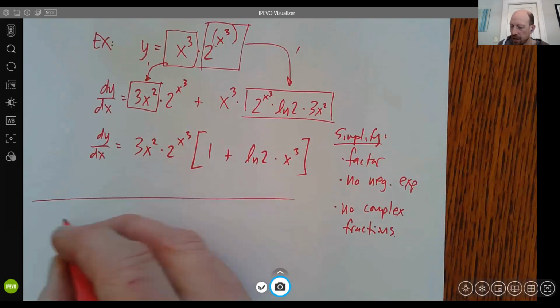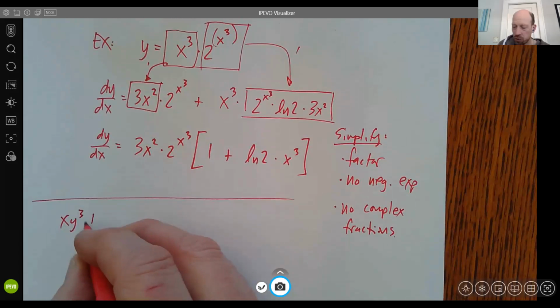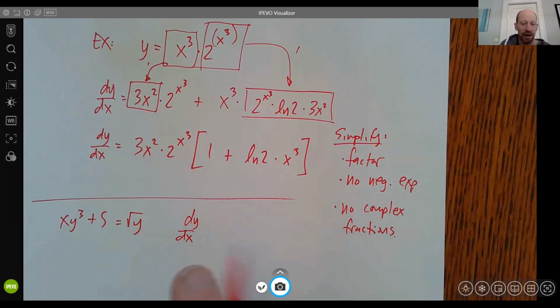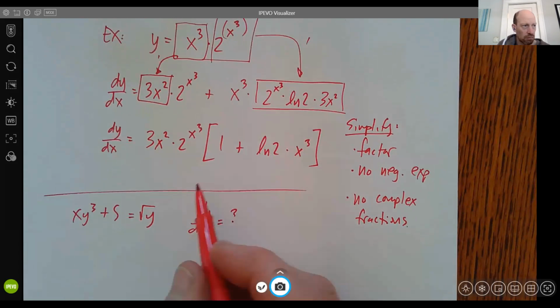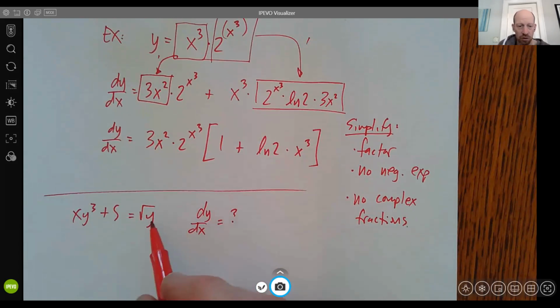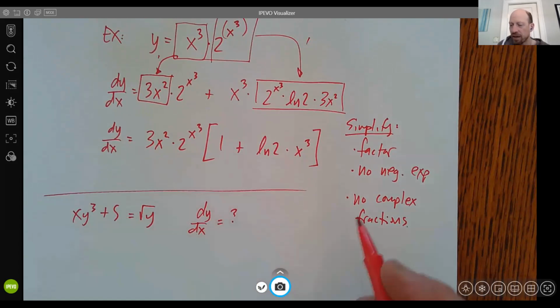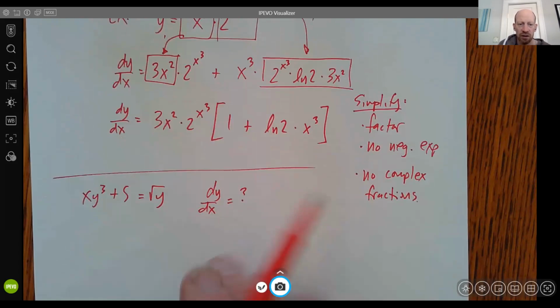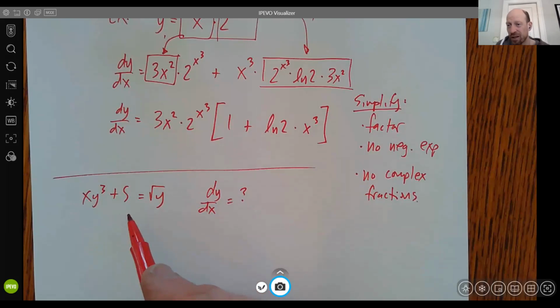So this is x y cubed plus 5 equals the square root of y, and you are trying to find dy/dx, which is just the derivative of this function. Now, I hope that you can see that this is an implicit function. It is not like our previous function where we have y equals in terms of x. Here I have x's and y's mixed up together. So that's telling you it's an implicit function, even though I'm not actually telling you that. That's part of the problem, to recognize that.